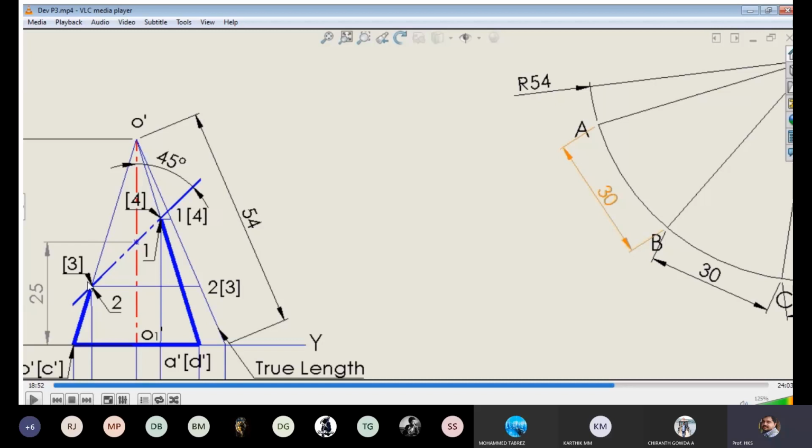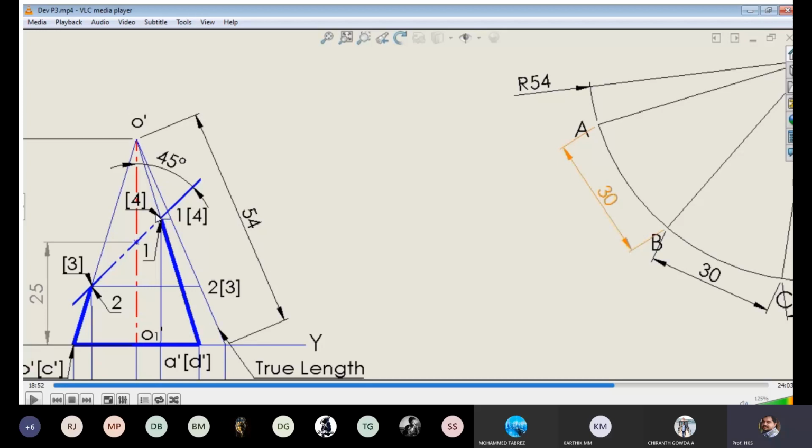You have to transfer this point to the true length of the slant edge by drawing a horizontal line. Similarly, transfer this point on the true length. From here to here, by drawing a horizontal, you are transferring it to the true length of the slant edge.